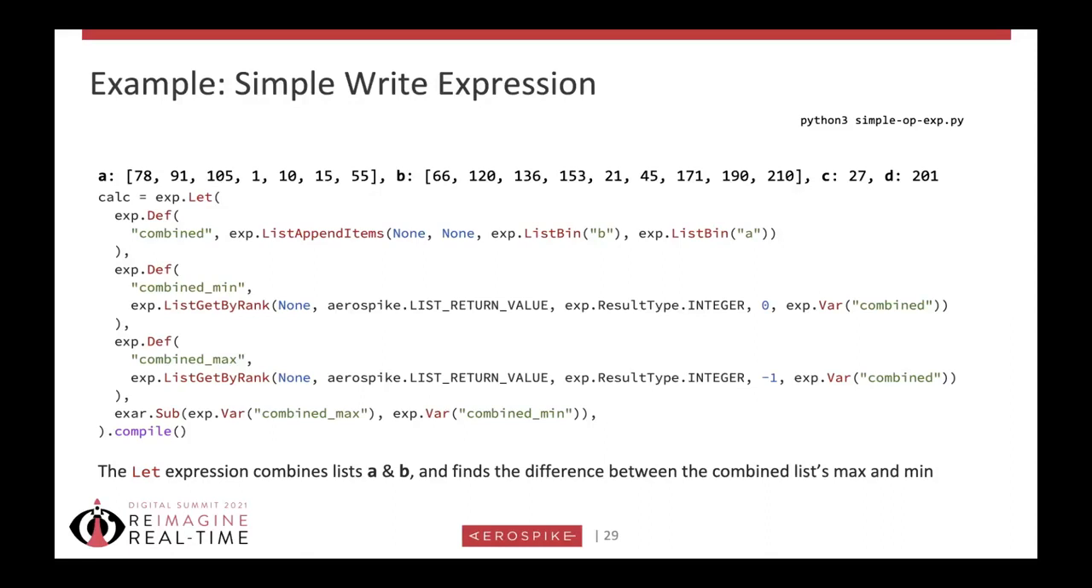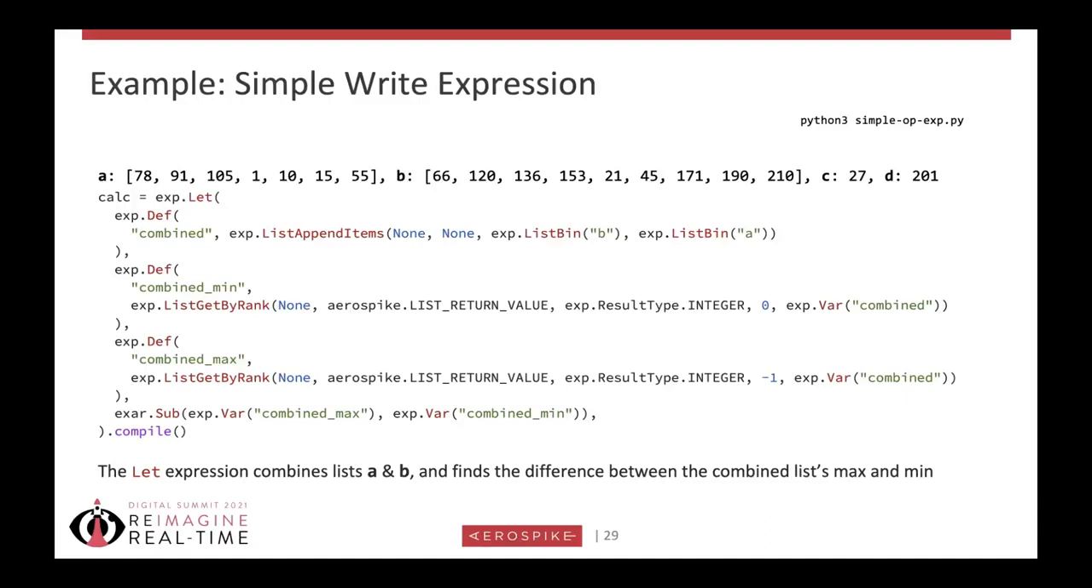And I'm going to use the let construct here. So I'm going to define a variable called combined, and that is going to append the items from list A to list B, and put the result of those in a variable called combined. Then I'm going to define a variable called combined min, which is going to take the combined variable, if you look all the way to the right, and it's going to do a list get by rank operation on it and get the lowest ranked, the 0 rank element in it.